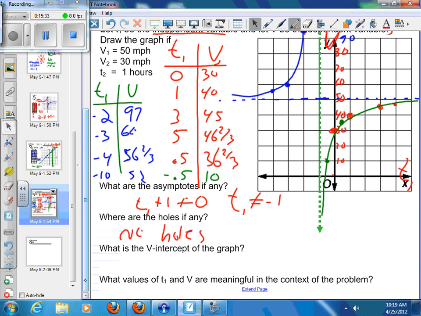So then after that, what is the v-intercept of the graph? Our v-intercept is going to be down there at negative 30. And what values of t1 and v1 are meaningful in the context of this problem? Well, we've got two asymptotes going on here. When our v is equal to 50, we've got an issue, and when our t1 is equal to negative 1, we've got another change. So that is actually when we're changing velocities from what our velocity originally was.